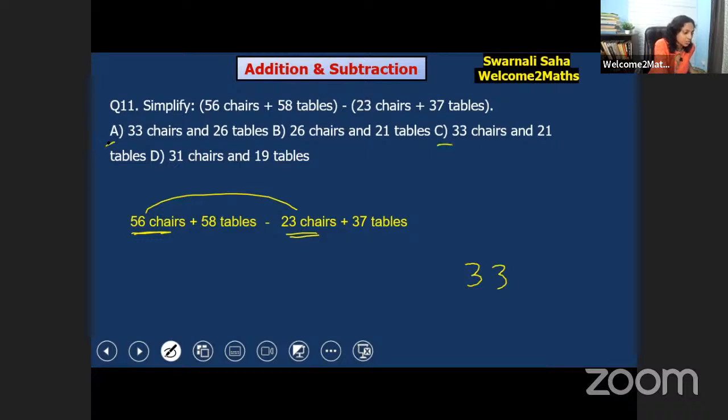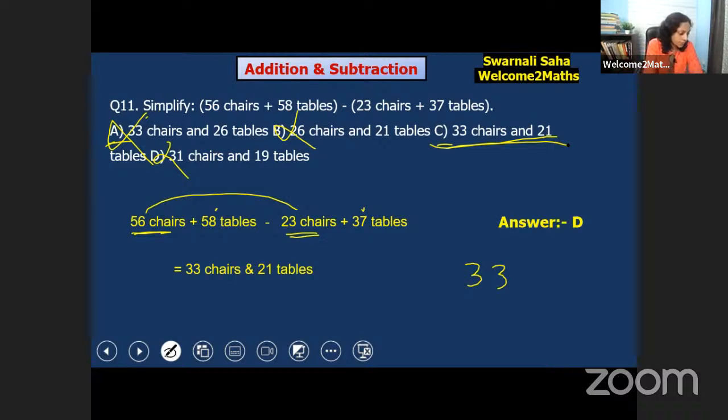In option C and option A, we have 33 chairs. So obviously, let's eliminate B and D. So between A and C, which would be the answer? Let's see it. Here we have 8 and 7. So in one's place, we get 1. So that means it is 21 and here is 26. So let's eliminate this. C would be the answer. 33 chairs and 21 tables. Okay. So C is the answer.